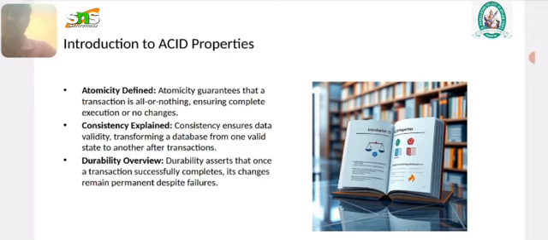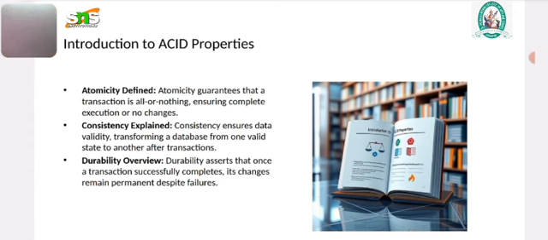changes. The main reason atomicity is defined is to guarantee the transaction's data. The next one is consistency. Consistency ensures data validity and transforms the database from one valid state to another after transactions. And durability, in overview, asserts that once a transaction is successfully completed, its changes remain permanent despite failures.